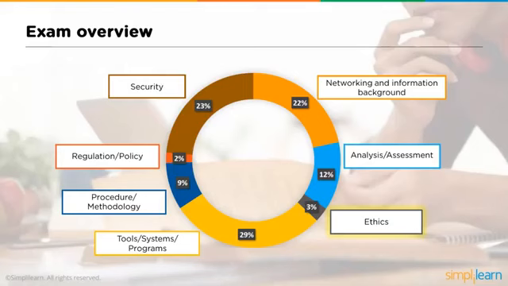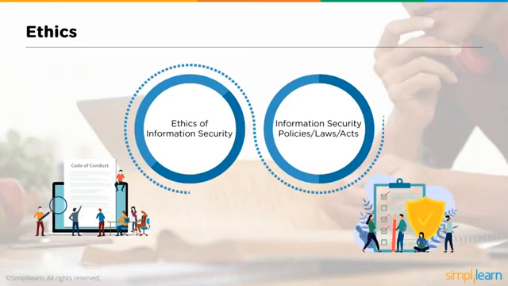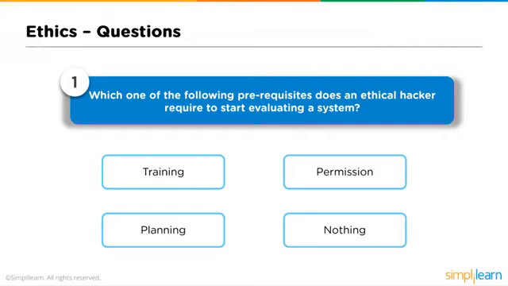Let's look at the next domain. Ethics of information security policies, laws, and acts. There would be a few acts or laws that would be covered in the training as far as the exam is concerned. For now, let's just look at which of the following prerequisites does an ethical hacker require to start evaluating a system. So if I structure this question, what is the expected thing that I want out of the activity? I want to start evaluating a system, and they're asking me what are the prerequisites that an ethical hacker requires for that activity to happen.